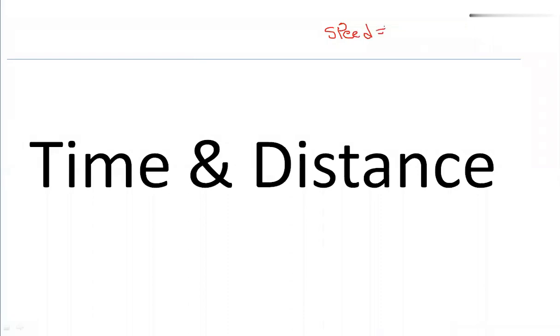Speed is equal to distance by time. Okay, so there are only these three parameters. With these three parameters, they can play in any way. They can create a story in any manner and they can ask the question in any manner.